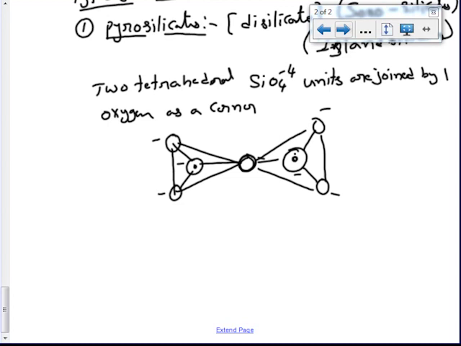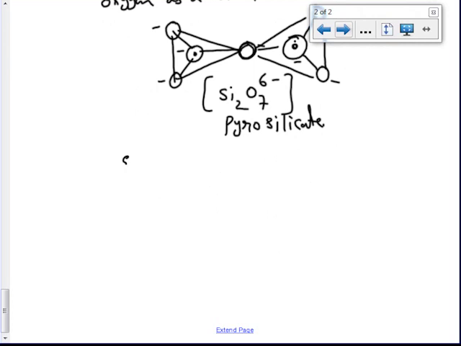Now we can see the formula. Here two dots represent silicon, two silicons, so Si2. Count how many oxygens there are: 1, 2, 3, 4, 5, 6, 7. Only 7 oxygens. And see the charge: 1, 2, 3, 4, 5, 6, so 6 minus. So the formula for the pyrosilicate is Si2O7 6 minus. Now see the examples for the pyrosilicates.